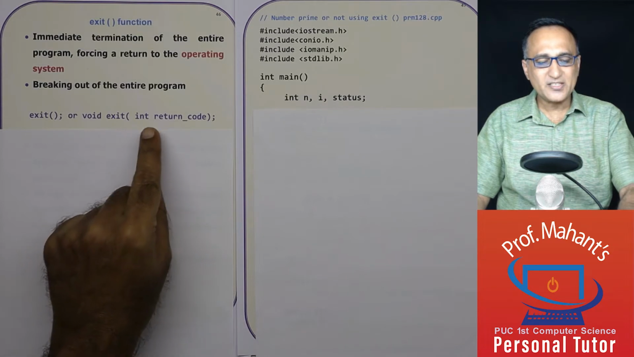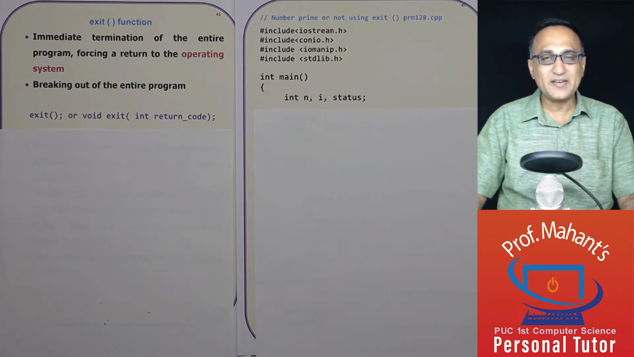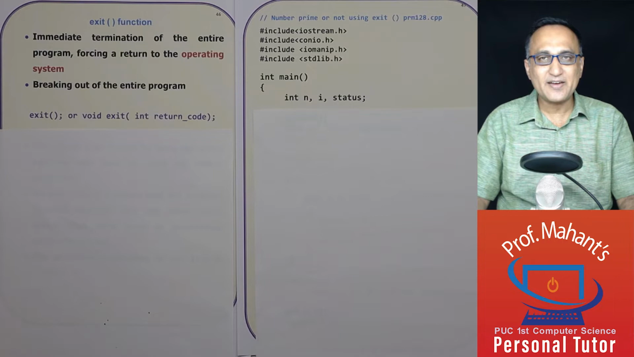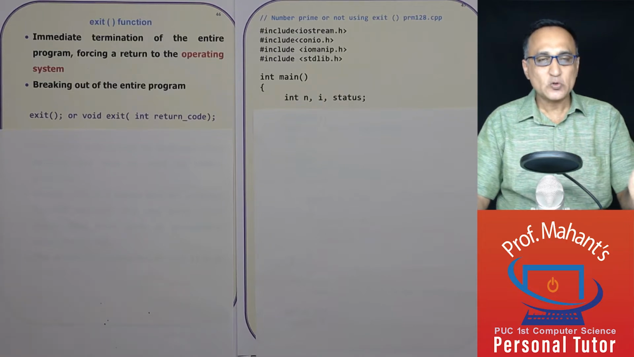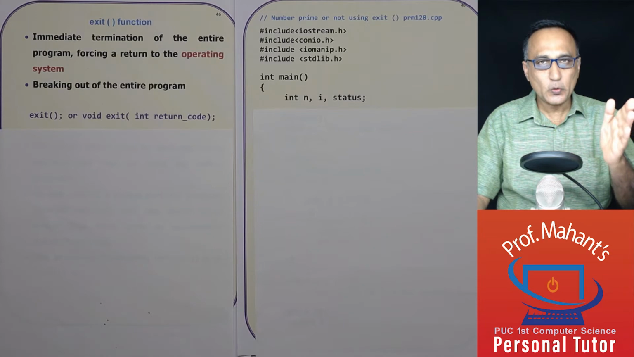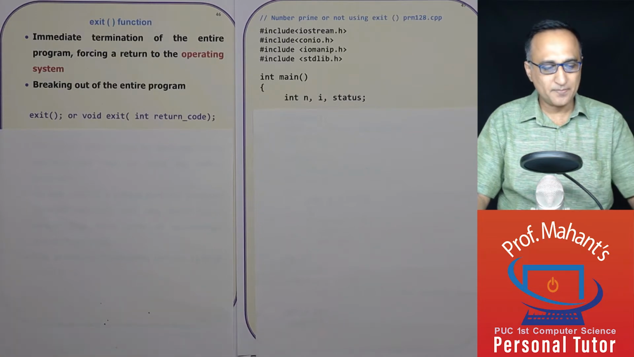Now, along with exit, you can return certain numbers. If I say exit 0, that means I have returned without any problems. Exit 1 could mean some problem. Exit 2 could mean some other problem. So any non-zero values could indicate certain problems when you're trying to quit that particular program.